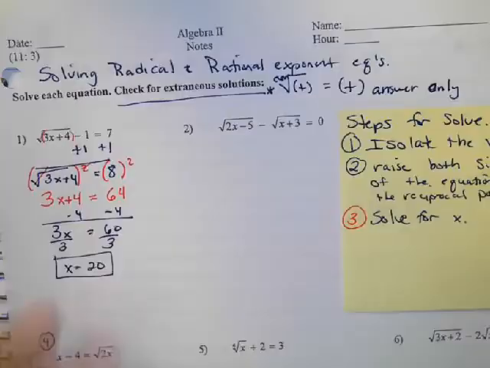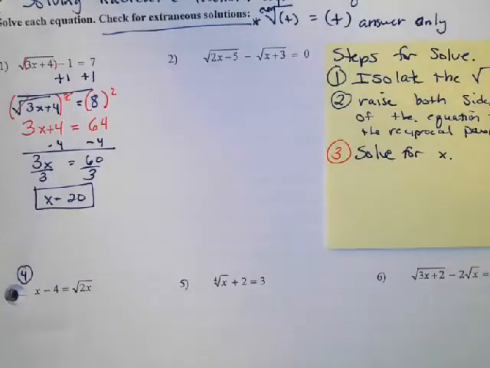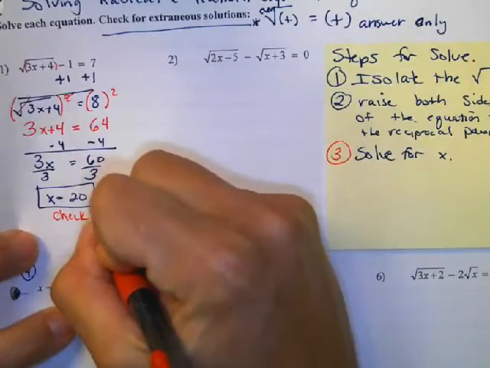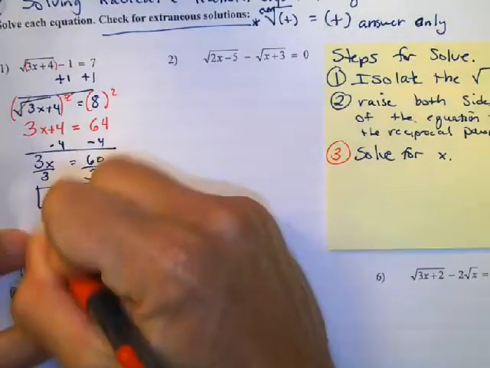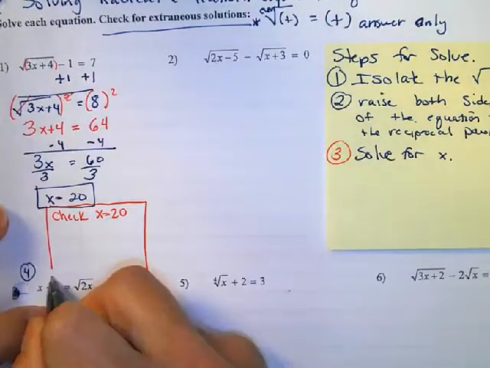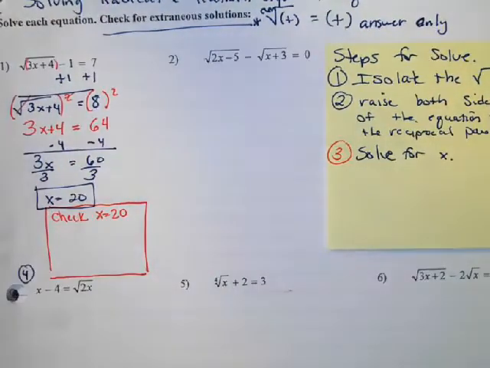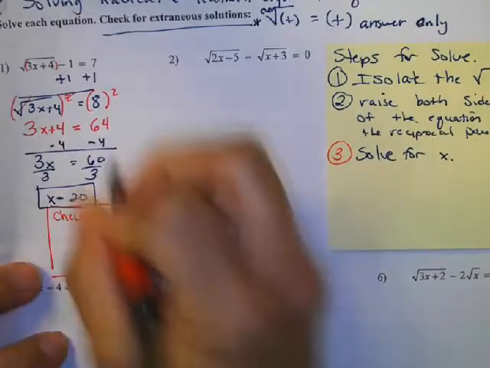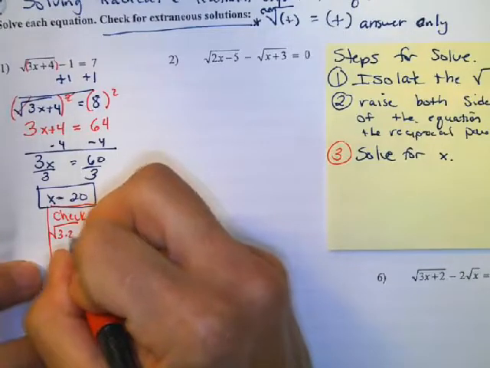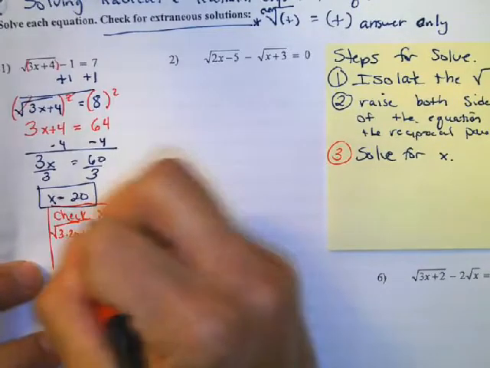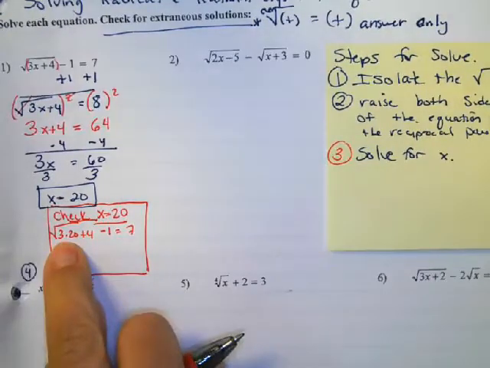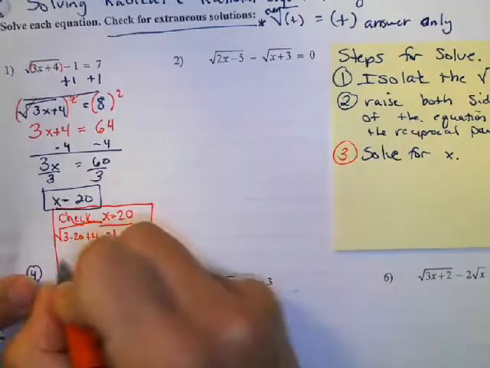So I'm going to check this real quick, and you have to do the check. It's not an option. The check is just you ensuring that the answer that you actually got is the correct one. The check shouldn't take up much time or room, as long as I write small enough. So when I check my answer, I'm going back to my original equation and just plugging 20 in. So 3 times 20 plus 4 minus 1 equals 7. So 3 times 20 would be 60. 60 plus 4 would be 64.